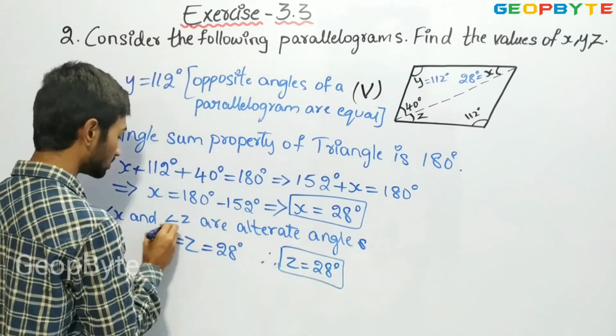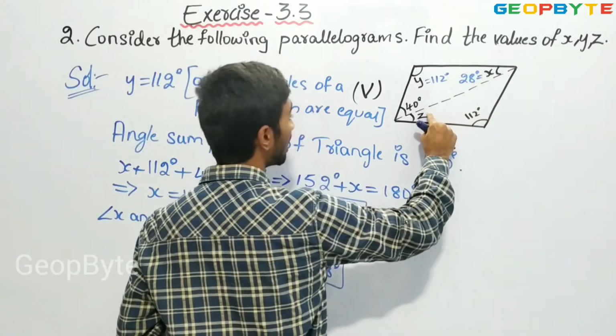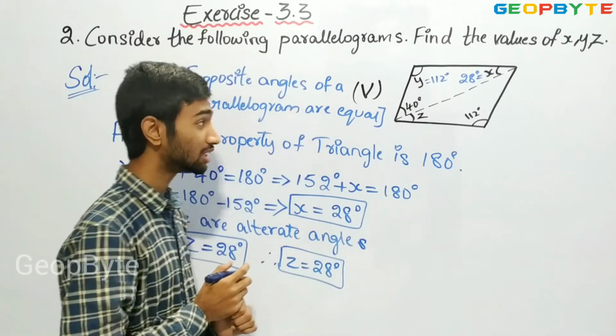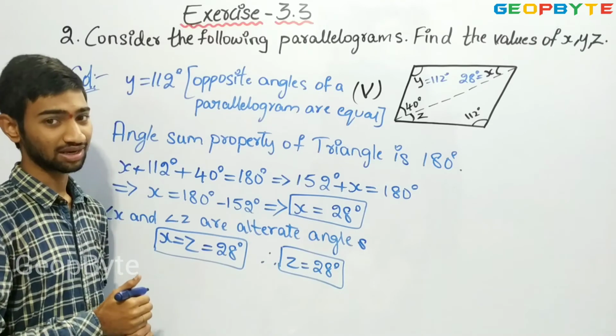And you need to know this condition. Here x and z are alternate angles and alternate angles are always equal. So we got x equal to z equal to 28 degrees.